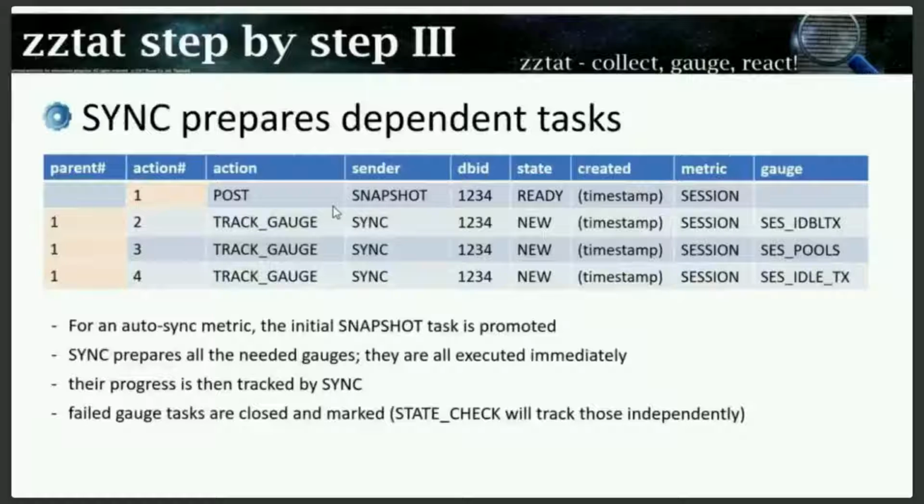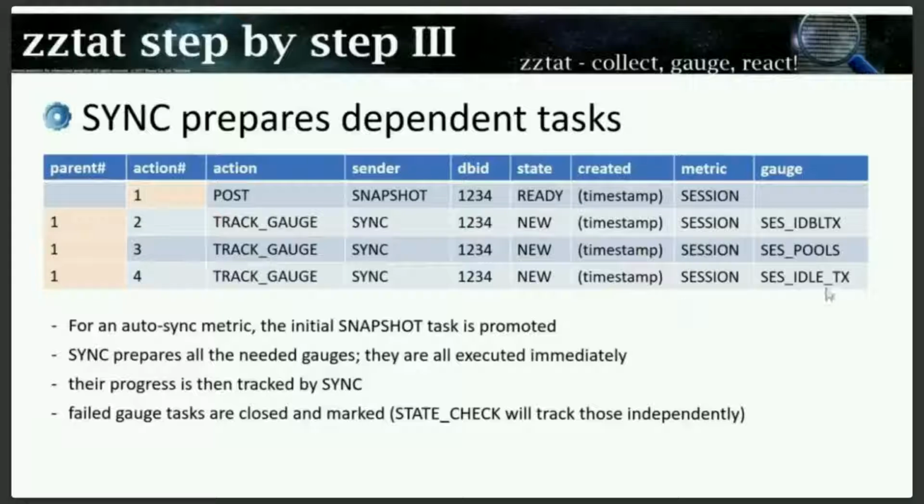So when the sync process detects that this snapshot has completed and it finds this post from the snapshot, it will then analyze the metric, and it will see that it has 3 gauges defined on it. And it will then schedule those gauges and create tasks for them. So in this particular example, the session metric has 3 gauges.